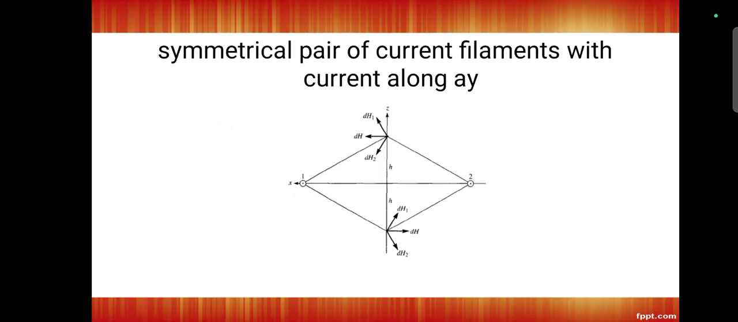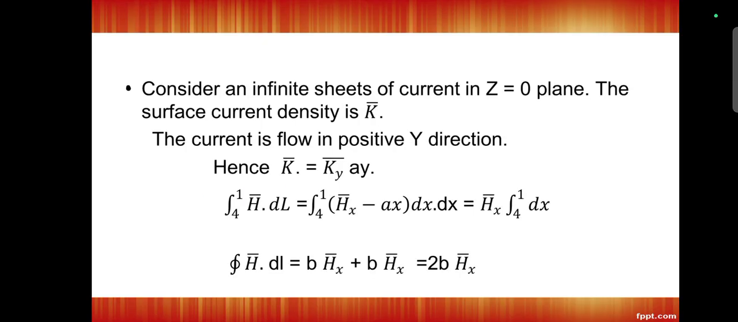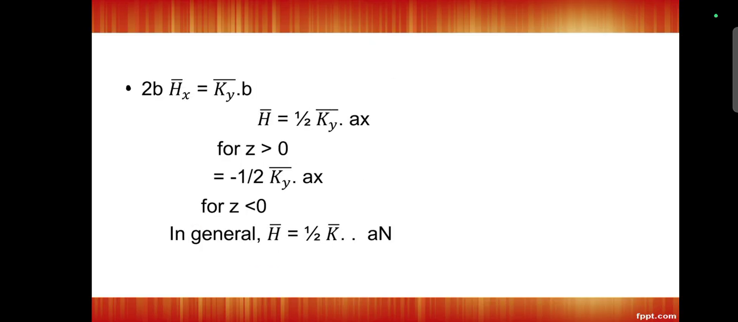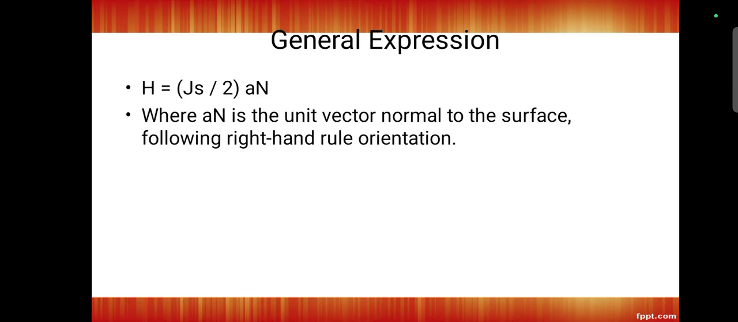Consider a symmetrical pair of current filaments with current along Ay, like this. So three axes are considered: Ax, Ay and Az. Consider the infinite sheet at z = 0. So the closed integral of H dot dl is b Hx plus b Hx, that is 2b Hx, and 2b Hx is equal to Ky times b. So in general, H = 1/2 K. In the general expression, H = Js/2 An, where An is the unit vector normal to the surface.